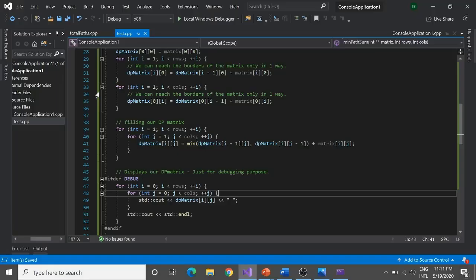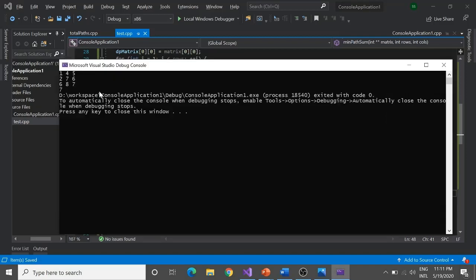So I think you would have understood how we populated our DP matrix and how we made our recurrence relation with the help of our recursive tree. If you did not understand even a single concept, it's better to rewind the video and have a look at it.